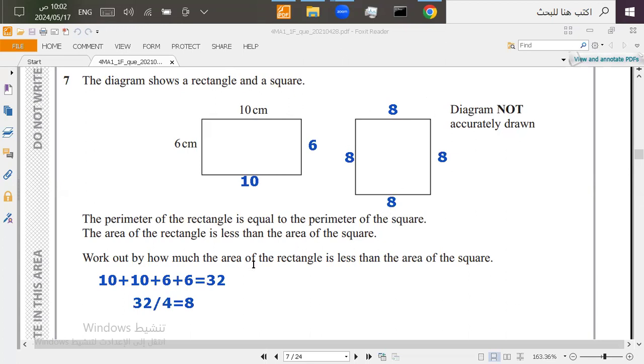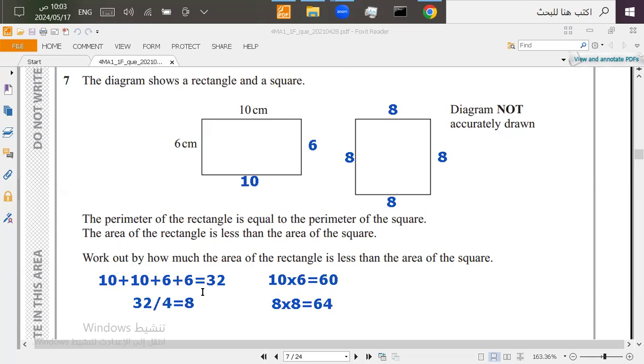Now we're going to work on the area part. So first, we're going to find the area of the rectangle by multiplying the width by the length. So 10 times 6. So the area of the rectangle, 10 times 6 equals 60. This is the area of the rectangle. Now, the area of the square is 8 times 8. So I multiply 8 by 8. And this is how you find the area of the square. So 8 times 8, or 8 squared, same idea, is going to be 64.